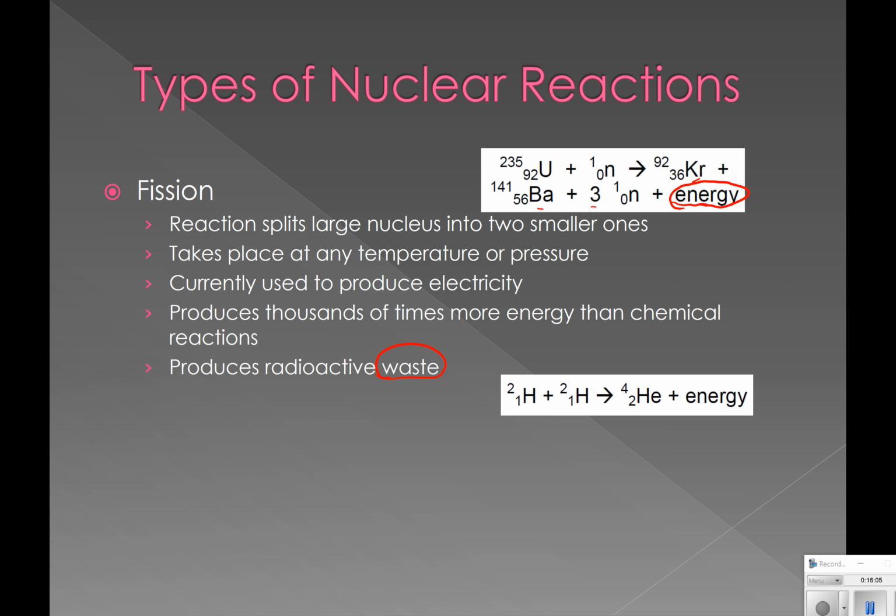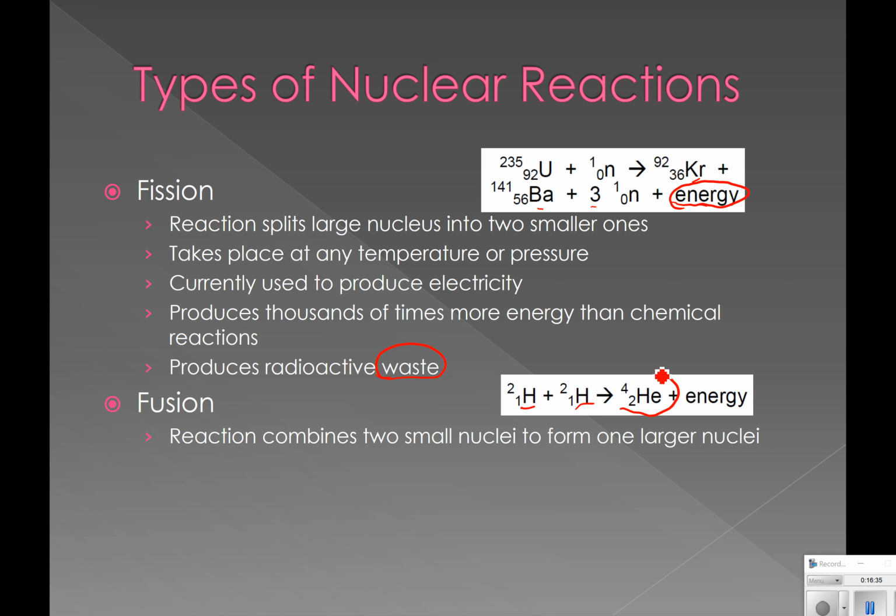The next type of reaction we'll take a look at is a fusion reaction. This one is a little bit more interesting. It's a little less known, I should say, and not fully practiced, really, not in the way that fission is. And this reaction is the opposite of fission. It's going to take two smaller nuclei, two hydrogen atoms, and combine them into a larger nucleus. In this example, that larger nucleus is a helium atom.